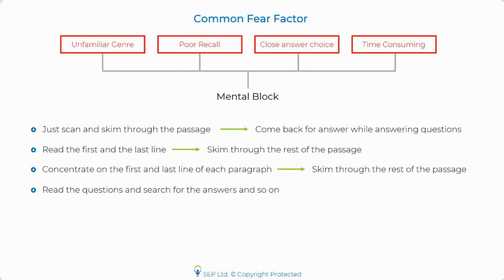Say, for example, some of you might be just quickly scanning and skimming through the passage, and telling yourself that you're going to come back for the answer when you're answering the questions. So you just run through the passage, you don't really read it in detail. Or maybe you read the first and the last line of the passage properly, and you just quickly hurry through the rest of the passage. Or maybe you concentrate on the first and last lines of each paragraph, and then you skim through the rest of the passage. Or maybe you read the question and then search for the answers and so on.